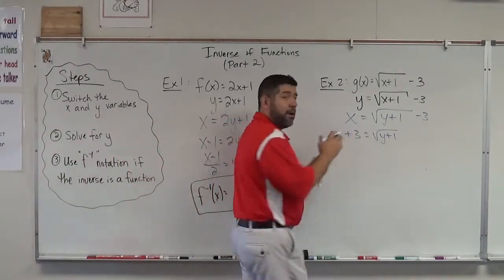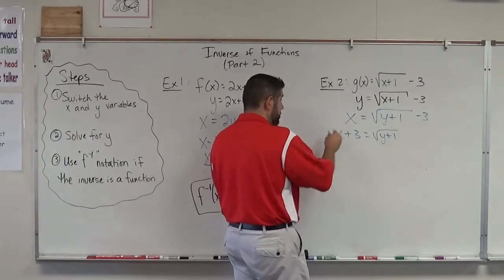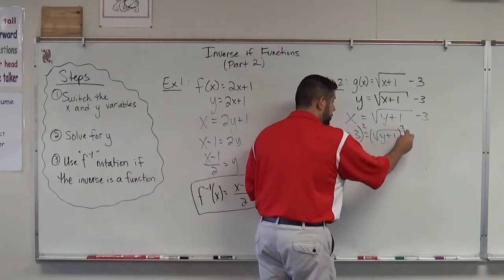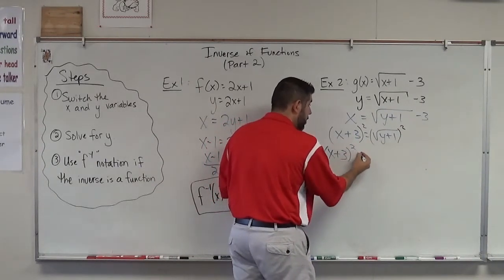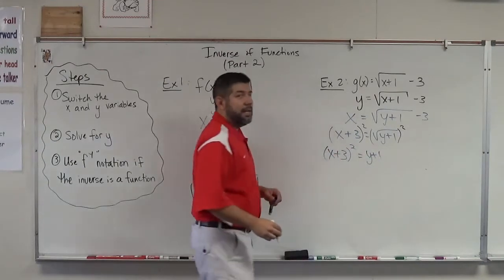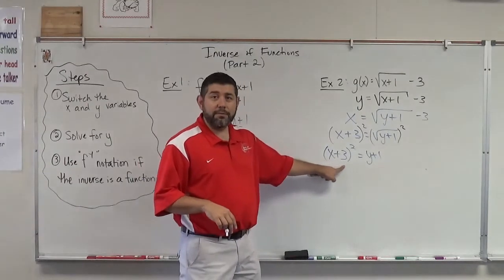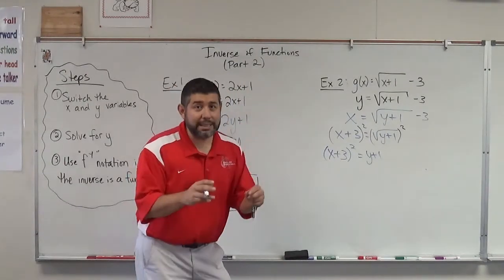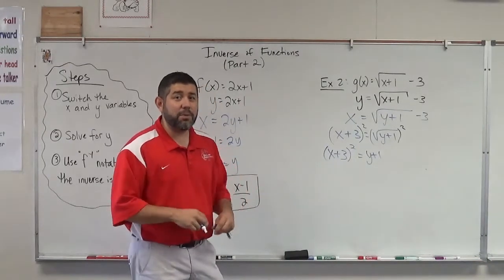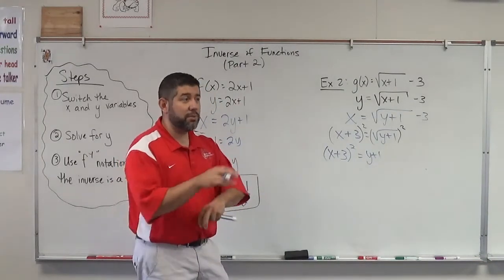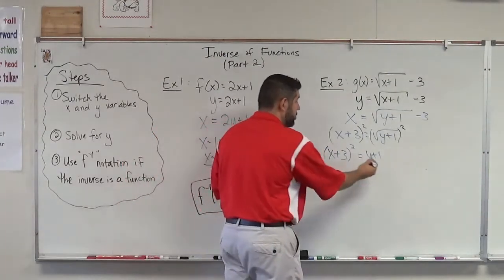So then we're going to square both sides, and we're going to get x plus 3 squared equals y plus 1. Now, if you want to, you can FOIL this out. But do not say that's x squared plus 9, because it is not x squared plus 9. It's x plus 3 times x plus 3, which is x squared plus 6x plus 9. Okay? But I am just going to subtract 1 over.